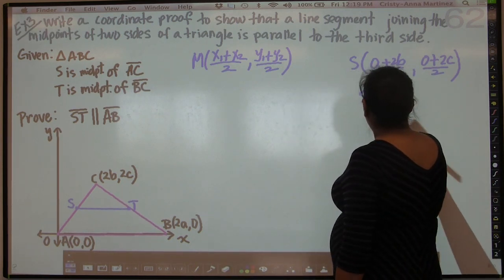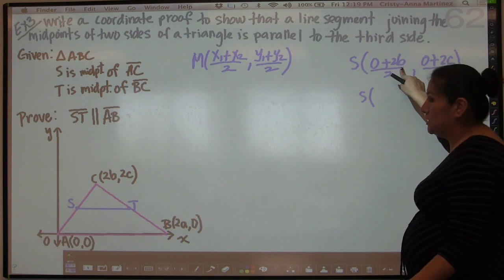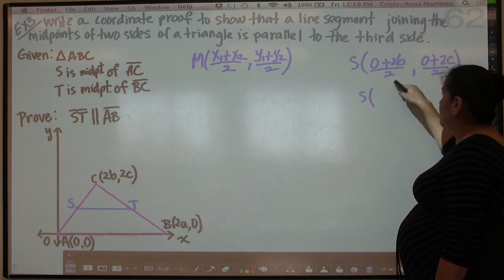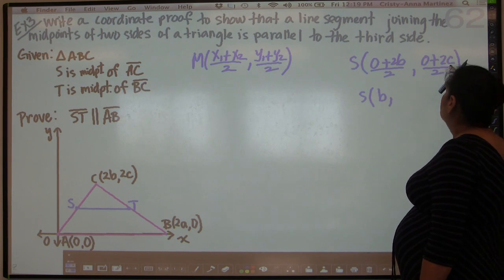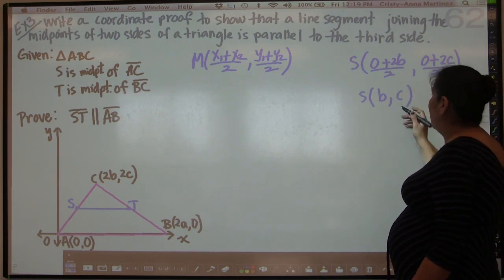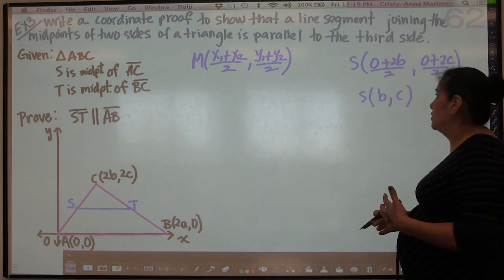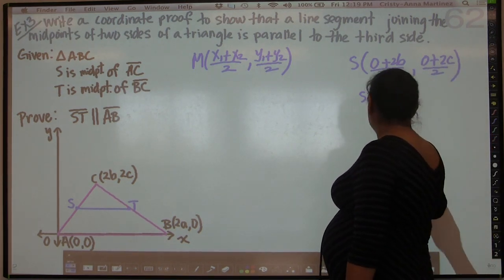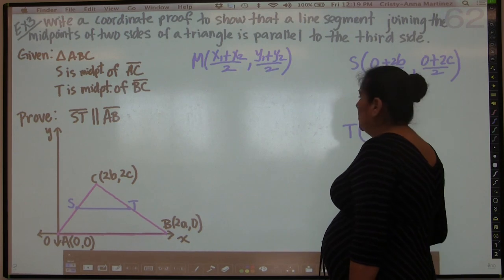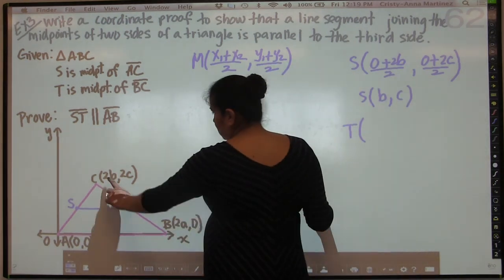So that means I'm taking 0 plus 2b, which is just 2b, and then 2b divided by 2 is just b. 0 plus 2c is 2c, 2c divided by 2 is just c, and see how nicely that worked out when you don't have to use fractions. So that's going to be the coordinates of S, and I do the same exact thing for T, only with T I'm going to be using points B and C.